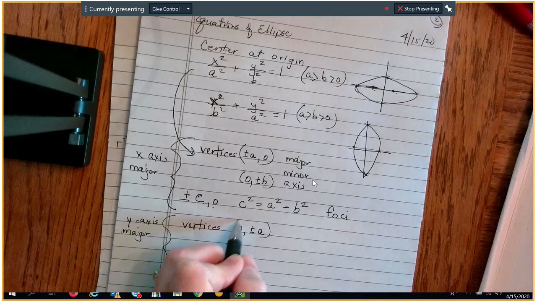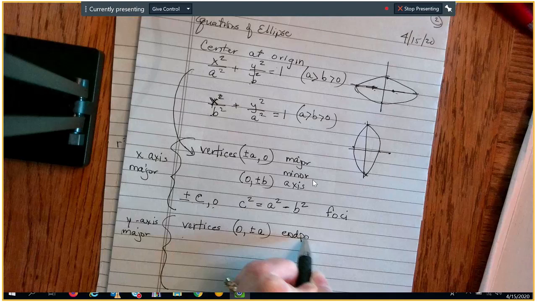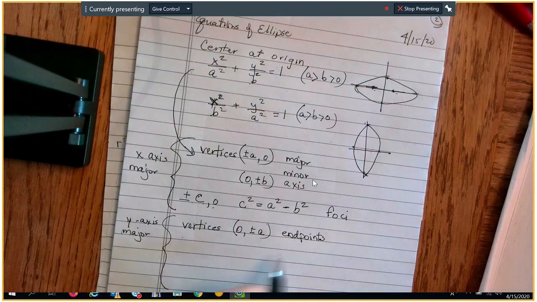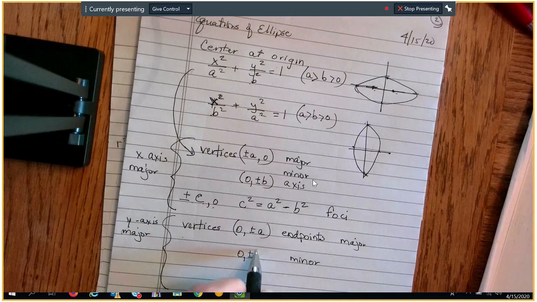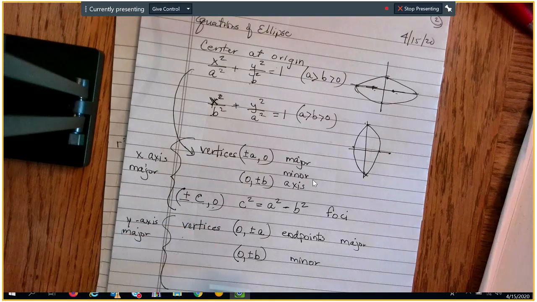And remember, these are also called the endpoints. And then our minor axis and major axis. Then our minor axis is going to be 0 plus or minus b. And the foci are going to be 0 plus or minus c.